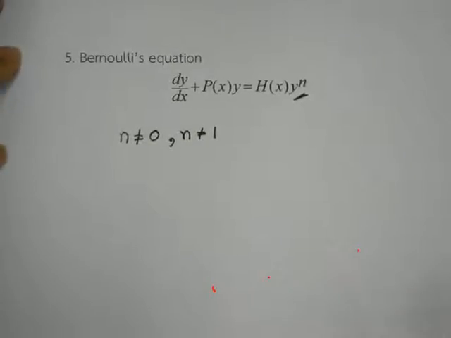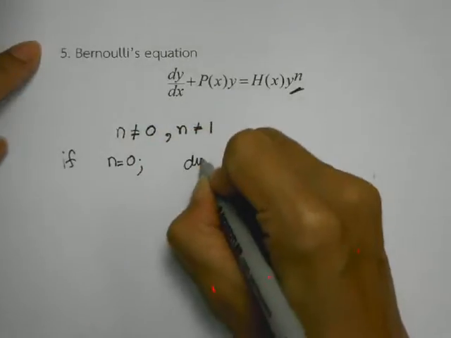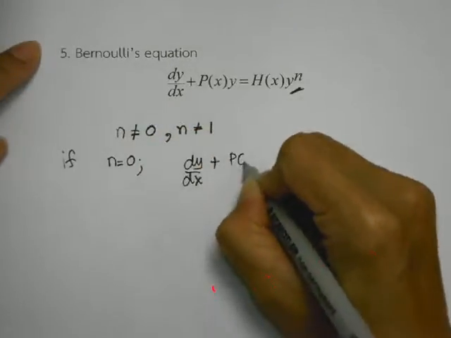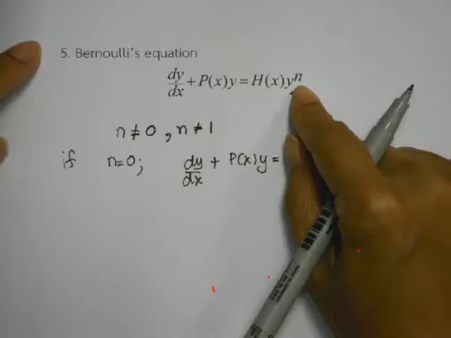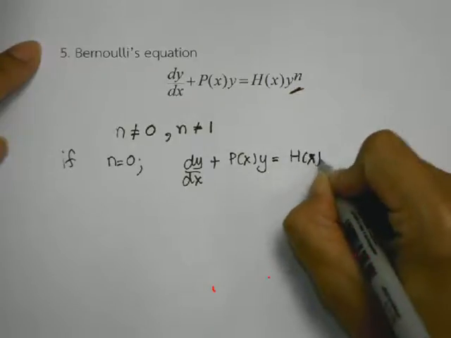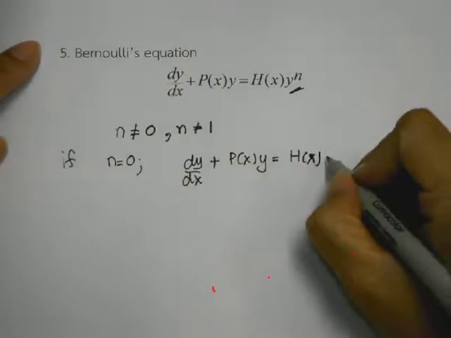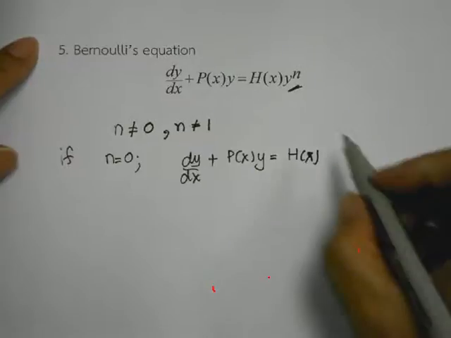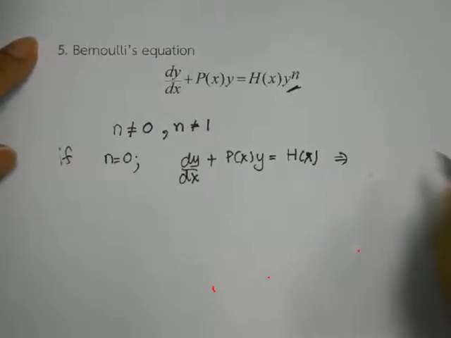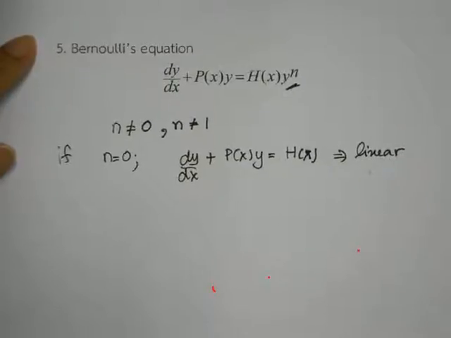Because if n equals 0, what do you get? N equal to 0, y to the power 0 equals 1. Right? So this equation is a what? Linear equation. You don't need to use Bernoulli in that case. Just go to the linear equation method.